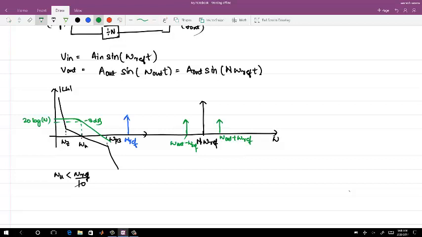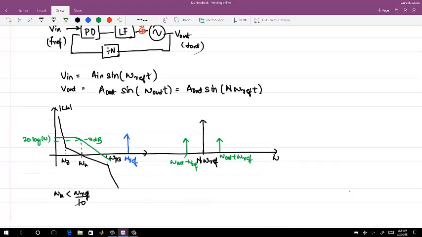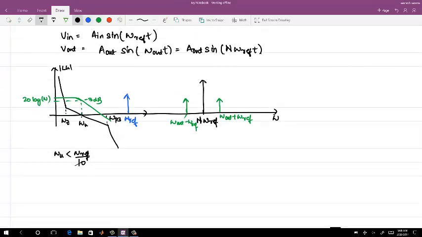Now, if my bandwidth is less than omega ref by 10, and the disturbance which I am injecting into the PLL is at omega ref, and the spur which I am looking at is at N times omega ref plus minus omega ref, the confusion is whether the suppression which I am going to see is on this part. Will this be the suppression or what?